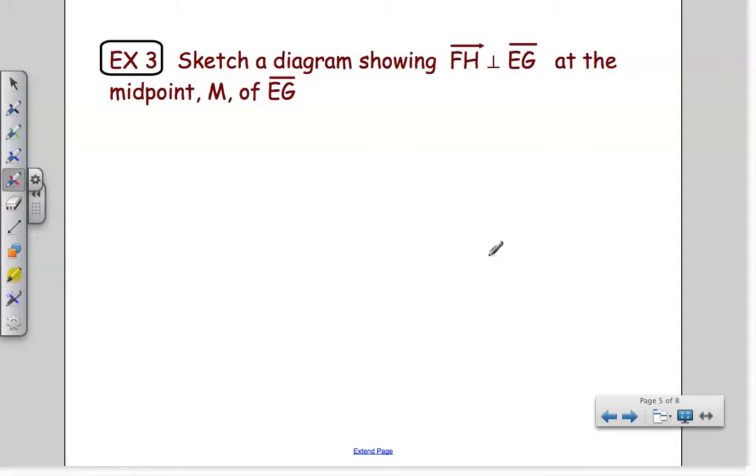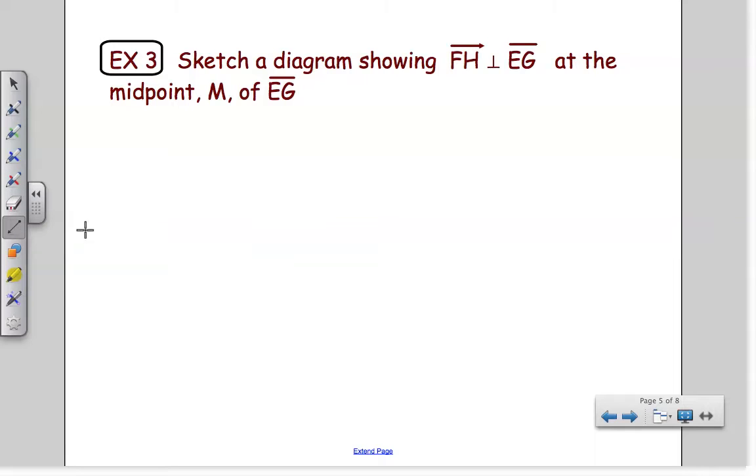Moving on here, something else you have to be able to do today is sketch a diagram correctly using given information. So I want to sketch a diagram that shows ray FH perpendicular to line segment EG at the midpoint, which is point M, of line segment EG. Remember, this symbol means perpendicular to, or meeting at a right angle. The first thing I might do is put the midpoint M on line segment EG.